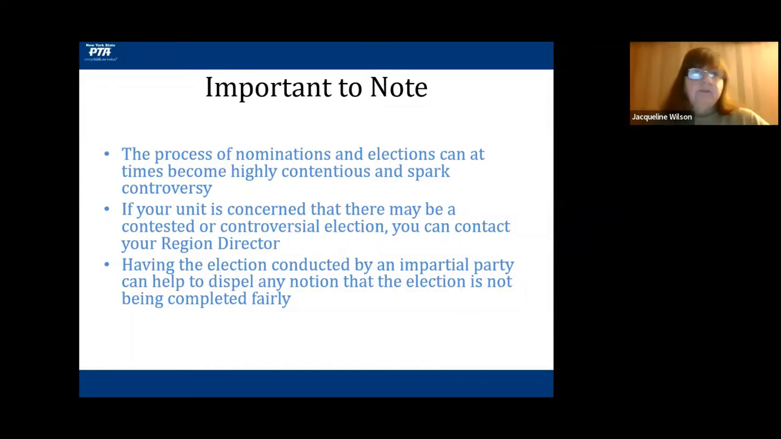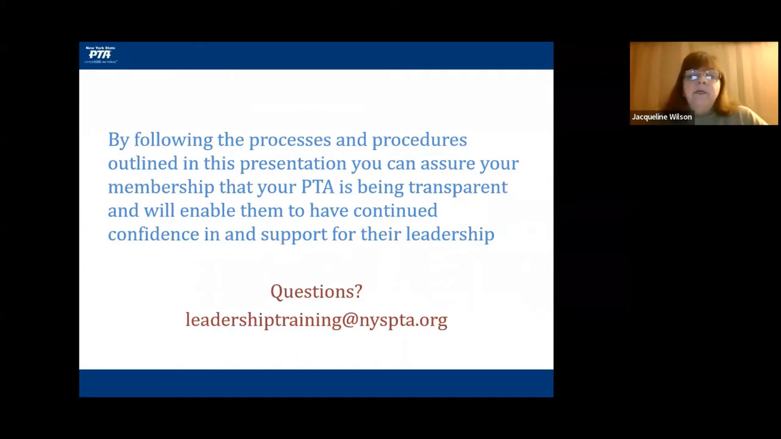By following the processes and procedures outlined here, you can assure your membership that PTA is being transparent, and it will enable them to have continued confidence in and support for their leadership. It is so important to maintain that support, because we have to have our members. Without our members, we can't do the things we need to do in PTA. And when members are confident that you are telling them what they need to be told and what they should be told, it makes a big difference, and it goes a long way to their confidence in their leadership.